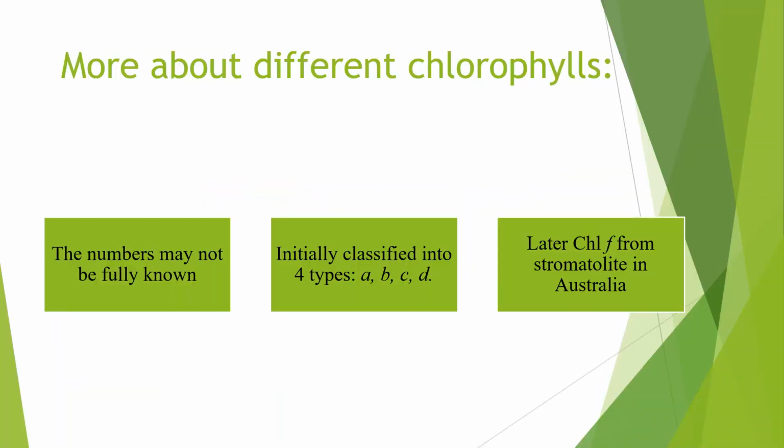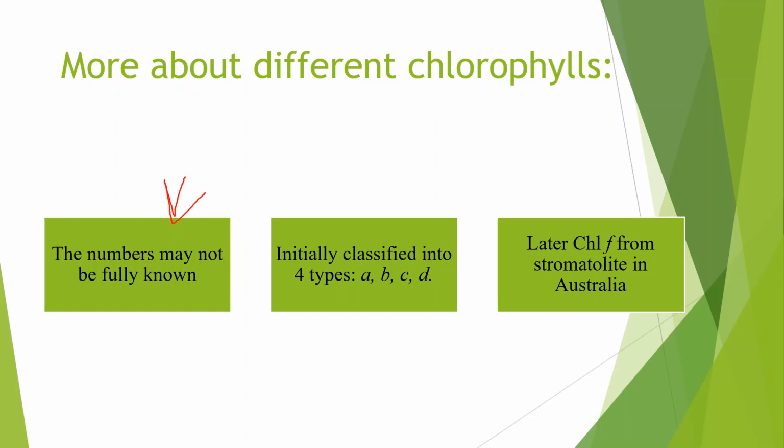While discussing different types of chlorophylls, it is important to know that although we always learn and read about a few types of chlorophylls, those are not the only ones that exist. There may exist some other additional types of chlorophylls which are not discovered yet, and so they can be added to this list in future as and when they are discovered. So the numbers may not be fully known.